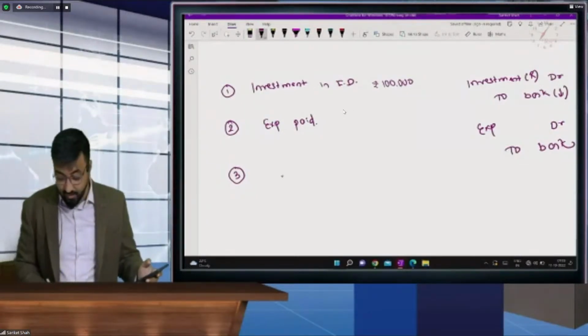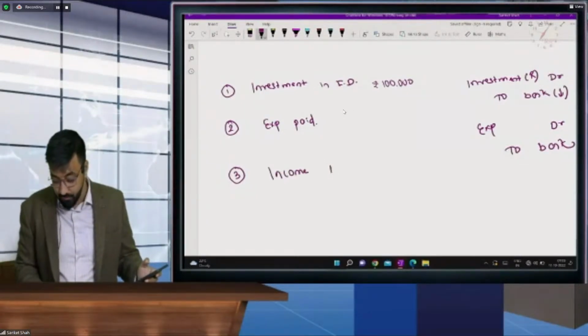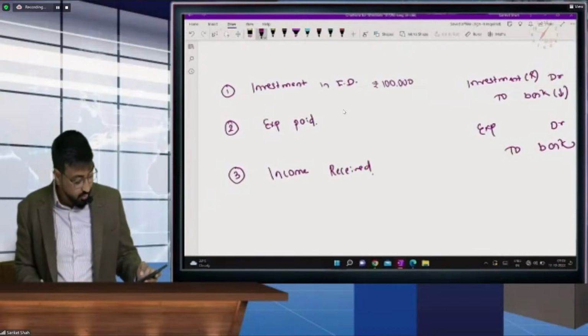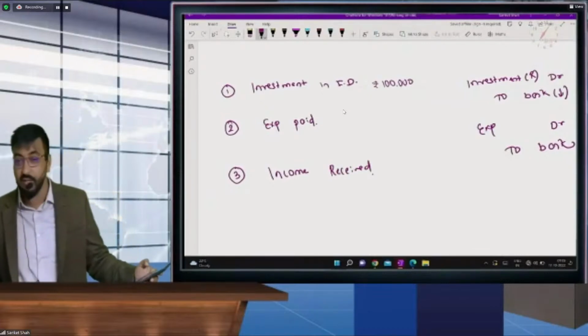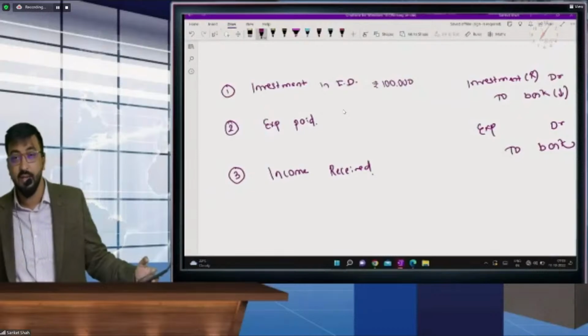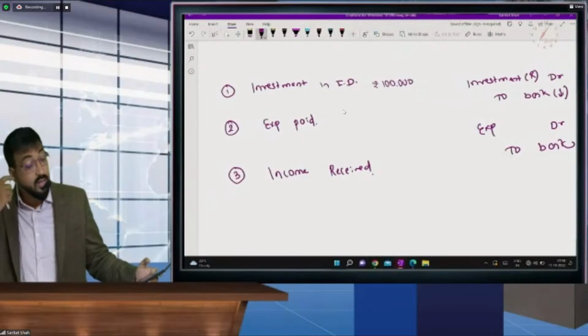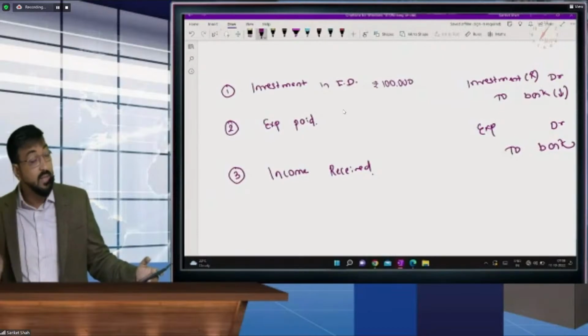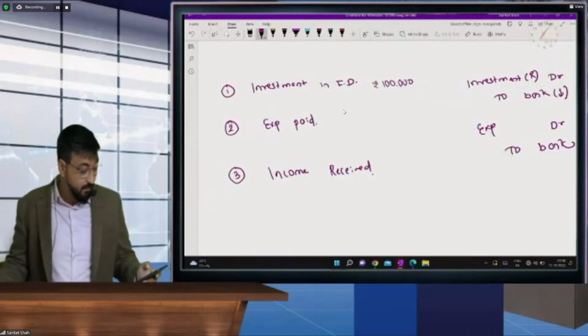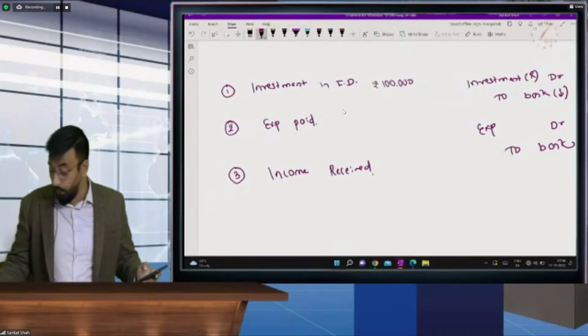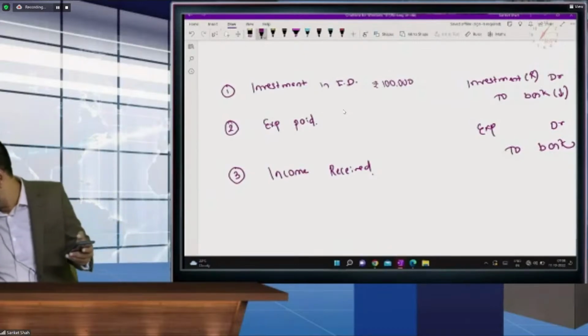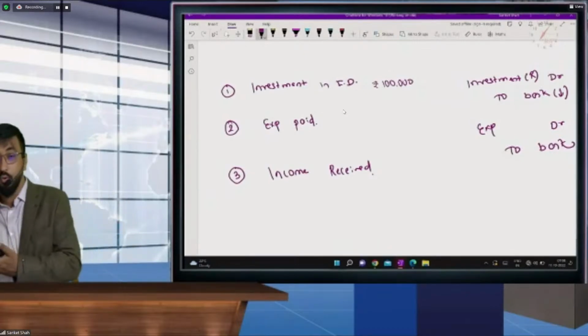And last entry, income received. Okay. Very simple entries. Warm up entries. This is the second day, so difficult entries I will ask you in the next session. Those students who have not attended the basic foundation session, beta, please watch my previous sessions of foundation batch number 5 from the application or from YouTube. It will help you to improve your basics.